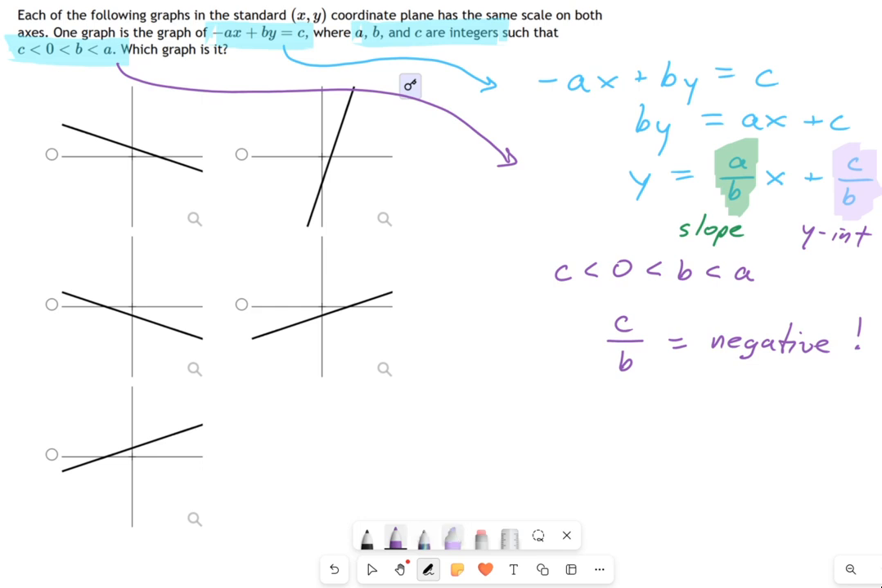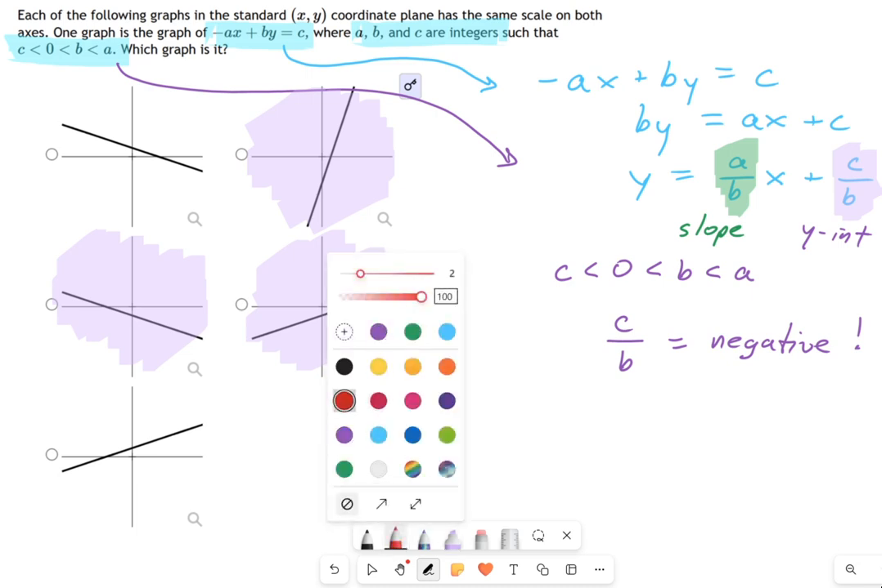Well, which one of these are our possibilities? Negative y-intercepts. This one, that's got a negative y-intercept. This one right here, that's possible. This one over here. And the other two, at least, we can rule those out. The other two have positive y-intercepts, so we're not going to consider this one. We're not going to consider this one.